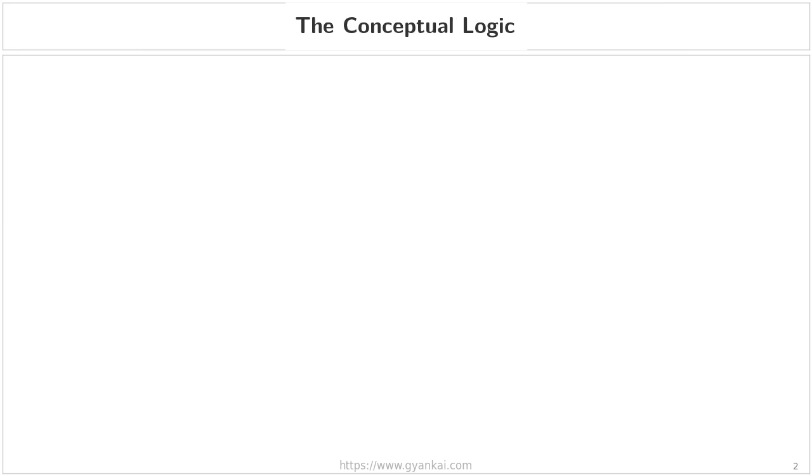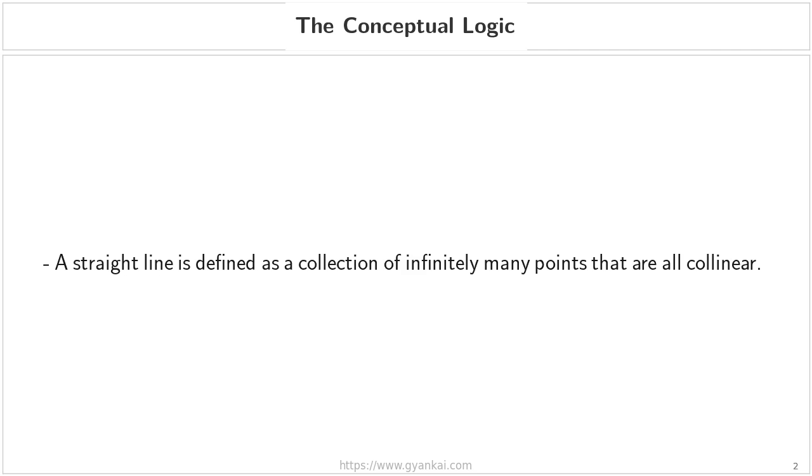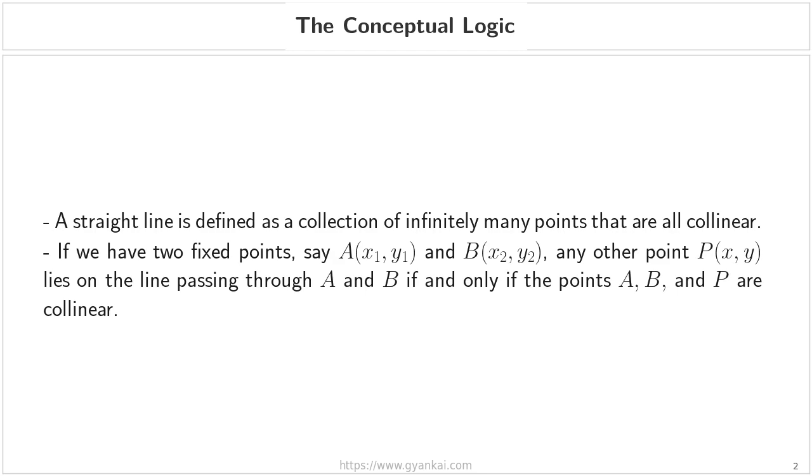The conceptual logic. Think about what a straight line actually is. It is essentially a collection of infinitely many points that all lie on the same path, meaning they are all collinear. Now suppose we are given 2 fixed points, which we can call A with coordinates x1, y1, and B with coordinates x2, y2. If we want to find the equation for the line passing through them, we need to describe any other arbitrary point, let's call it P, with coordinates x and y.